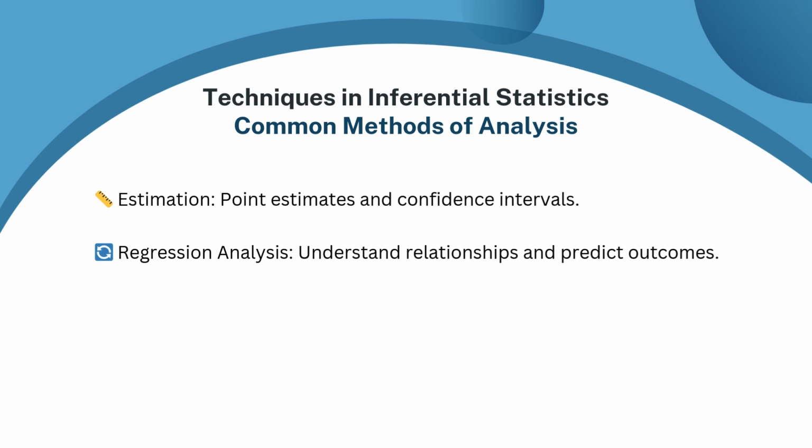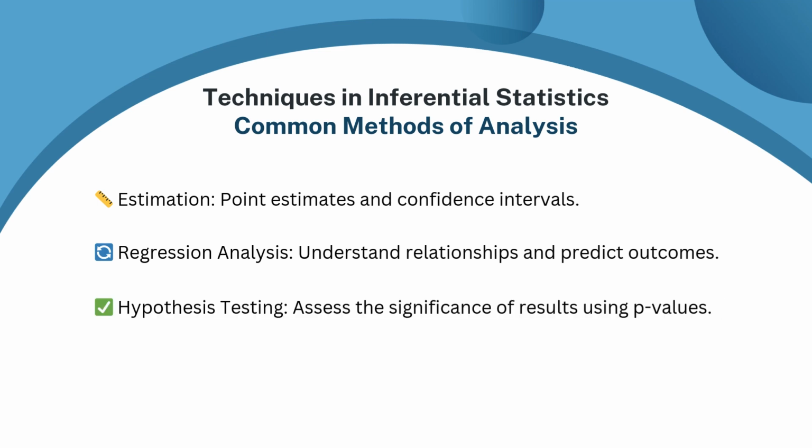Hypothesis testing goes hand in hand with p-values. If your p-value is below a certain threshold, usually 0.05, it means the results are statistically significant. In plain language, it means the effect you're seeing is probably real and not just due to random chance.